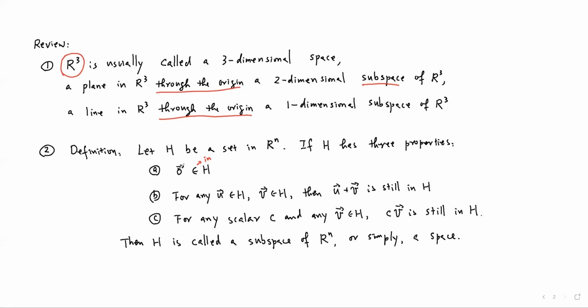This definition, simply speaking, what is a subspace of Rn? When the set is closed under vector addition and scalar multiplication, then the set is a subspace, simply speaking. Last time I showed you some examples about a subspace of Rn. More examples today.